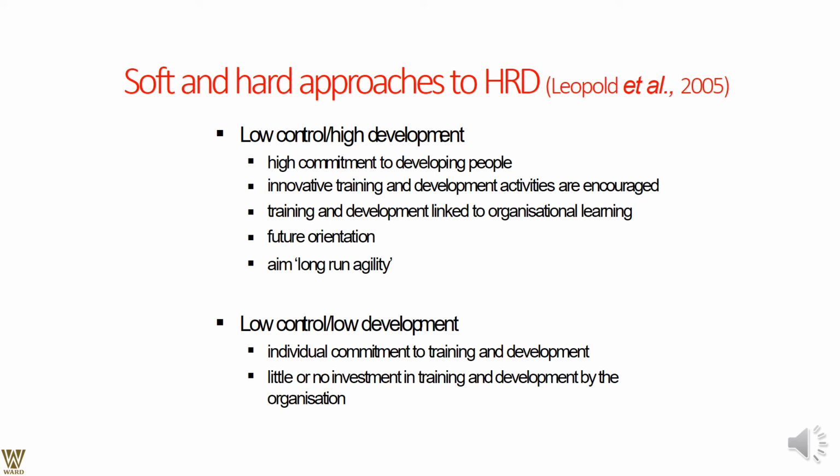Then comes low control. Remember, the control is very low, and high development. That means it is already an automated system. So high commitment to developing people. Innovative training and development activities are encouraged. Training and development linked to organizational learning. So that is what it tells about it. It has been documented. It has been segmented. It is forward looking. It is the agility of the organization that makes the success.